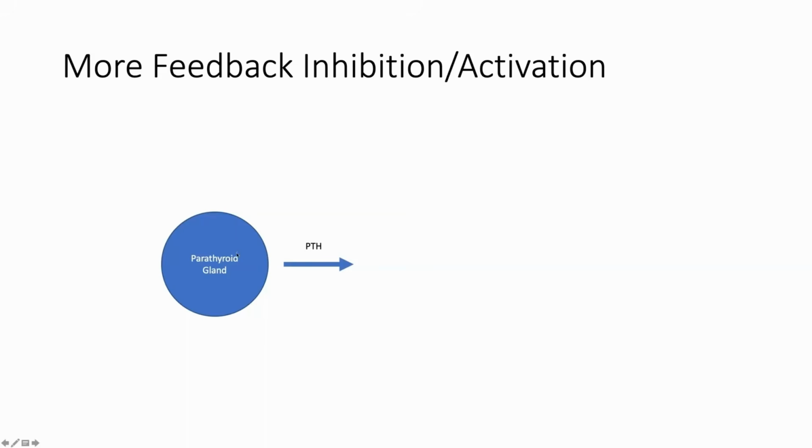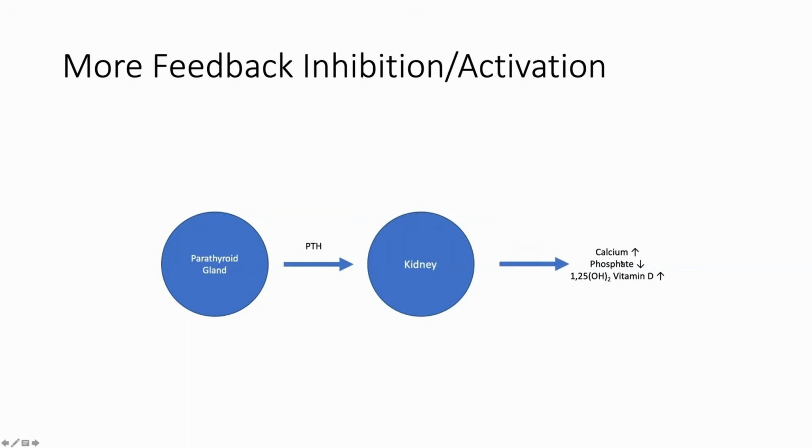So parathyroid hormone, right? The parathyroid gland releases parathyroid hormone, which acts on the kidneys, which does three things: increases calcium reabsorption, decreases phosphate, and increases vitamin D. As we are wont to point out, these all have feedback on the parathyroid glands to affect parathyroid hormone release. So when calcium goes up, we're going to have a decrease in parathyroid hormone release. Phosphate goes down, same thing.